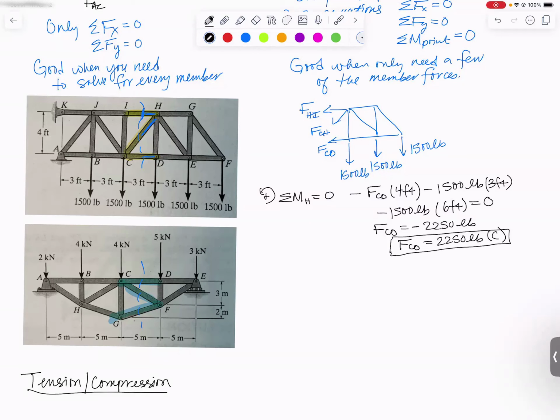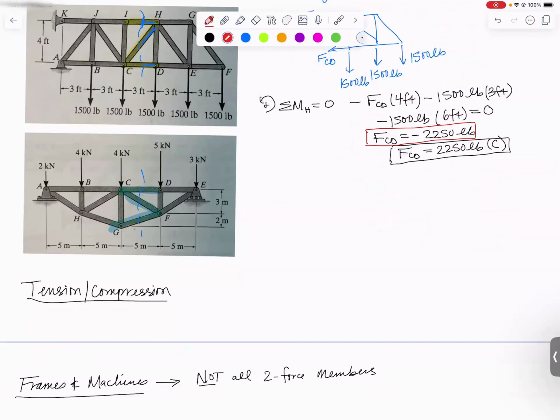Well, how would I then use that? I prefer to leave my free body diagram alone and simply remember going forward that FCD, when I plug it into any other equations going forward, I need to remember the negative sign. Let's look at the second one.